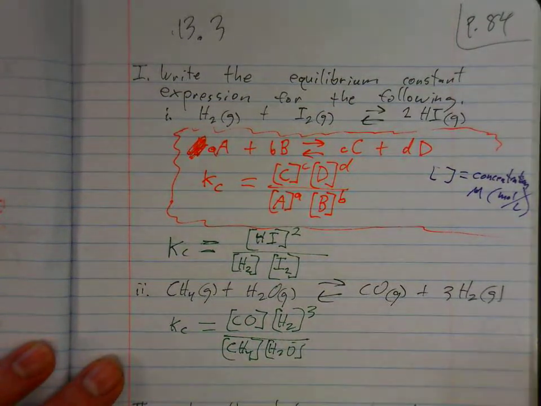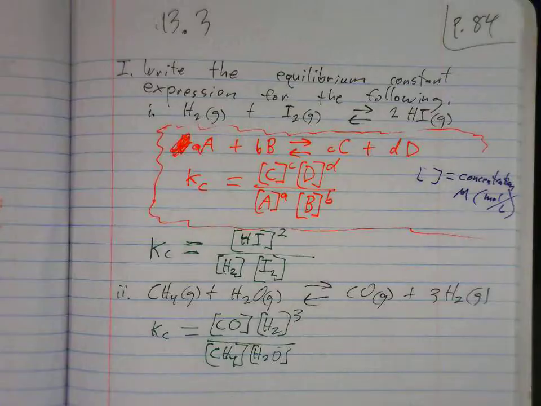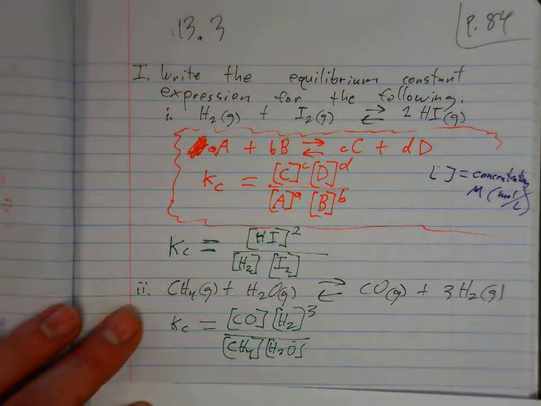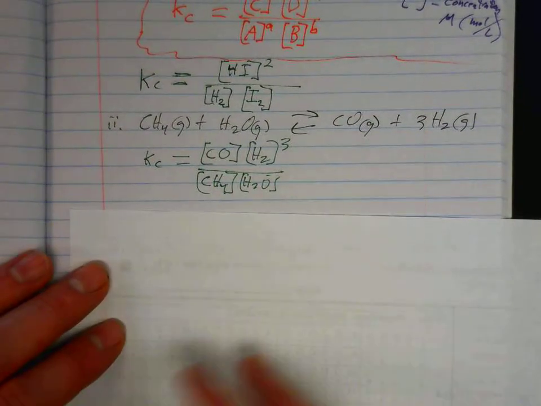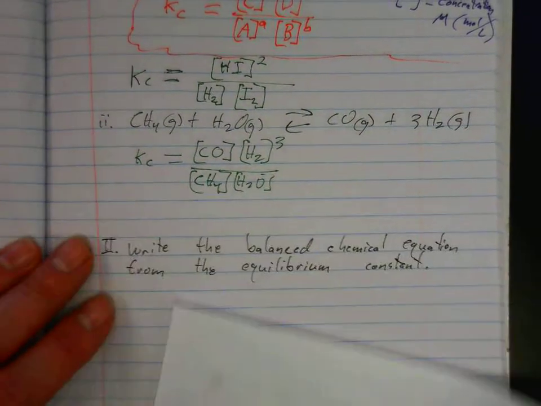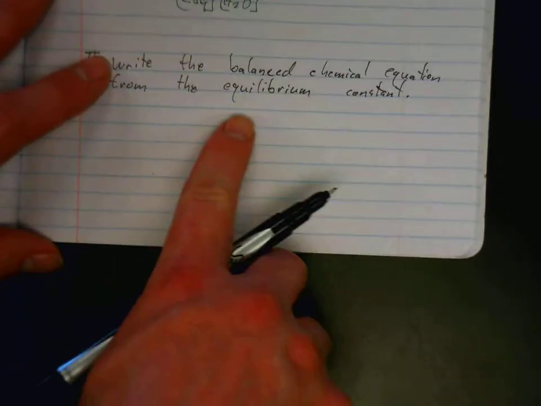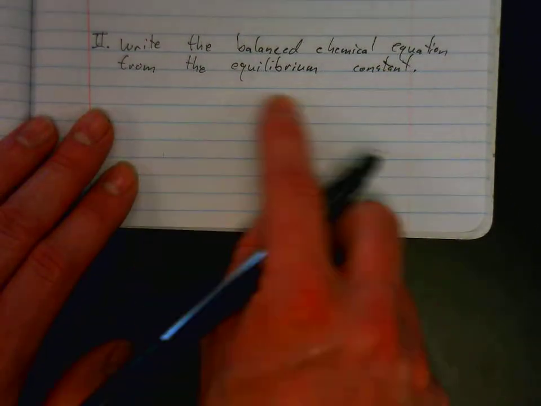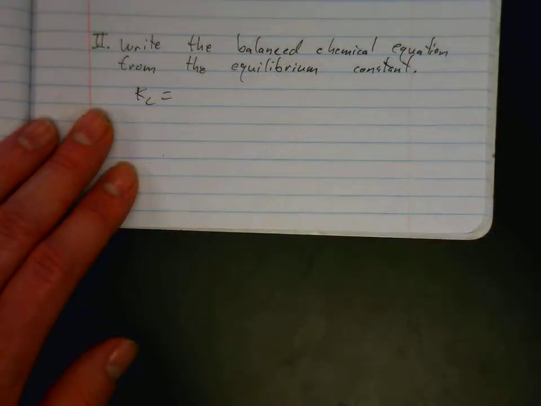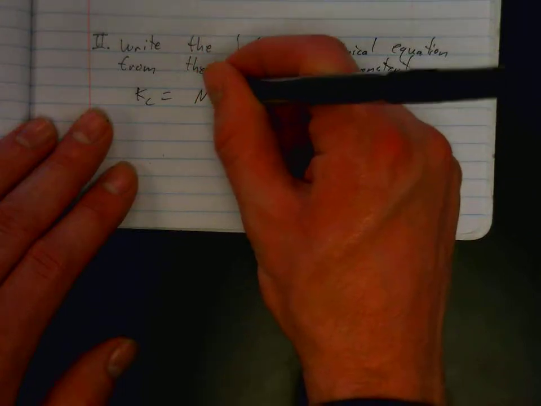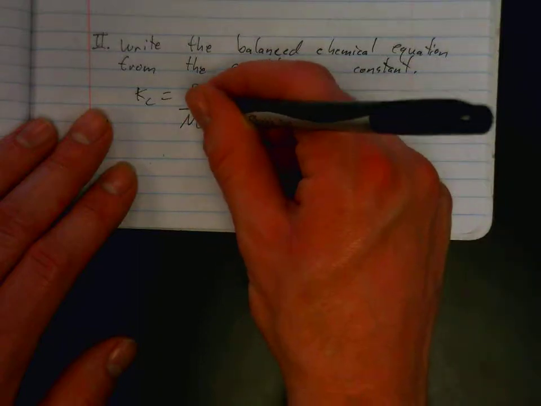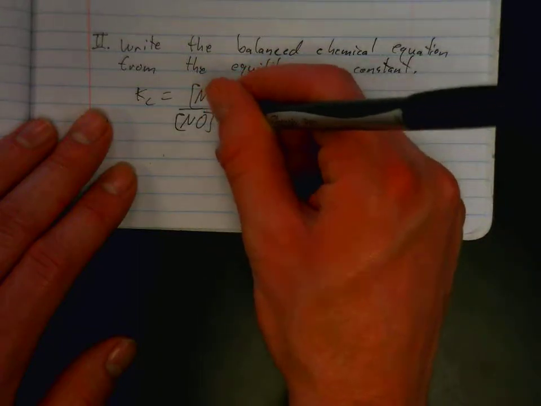Now we can also go in reverse. So what if we had this example, where we are writing the balanced chemical equation from the equilibrium constant? For instance, Kc is NO2 squared over NO squared times O2.